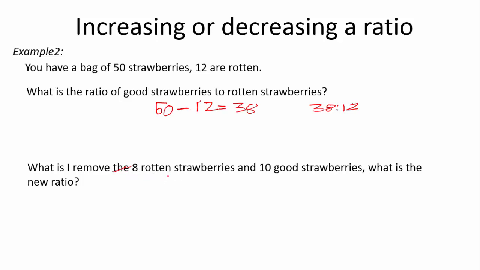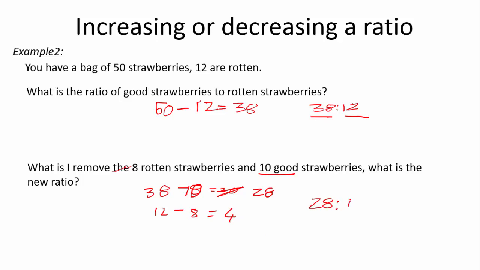Okay. Now, what if I remove 8 of the rotten strawberries, and 10 good strawberries? What is the new ratio? These are good strawberries and these are rotten strawberries. We say 38, we take away 10 good strawberries, and that is 28. And from the 12 rotten strawberries, we take away 8 to give us 4 rotten strawberries. So the new ratio is 28 to 4.